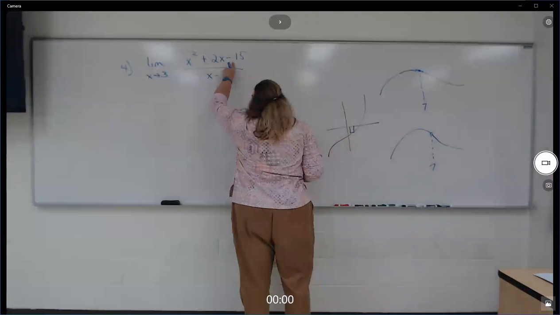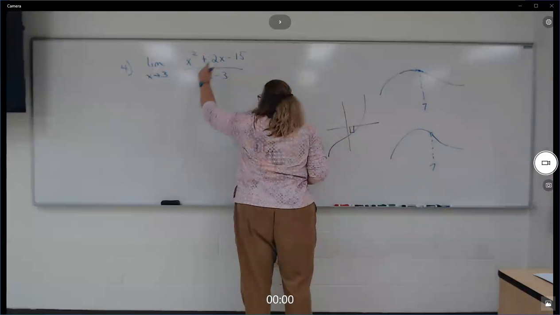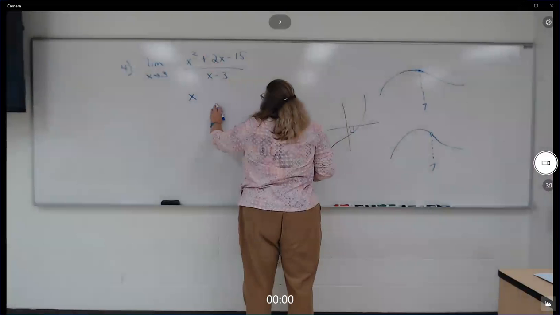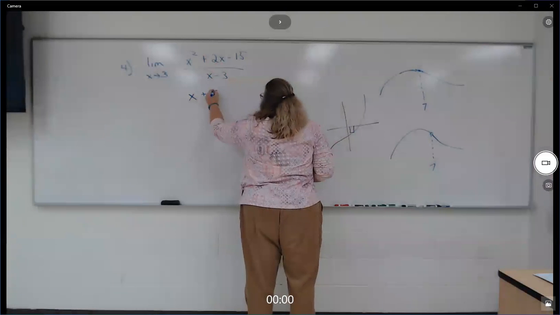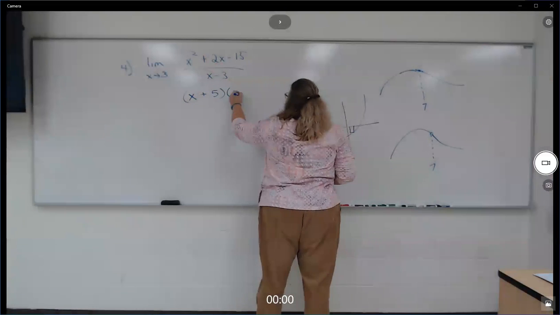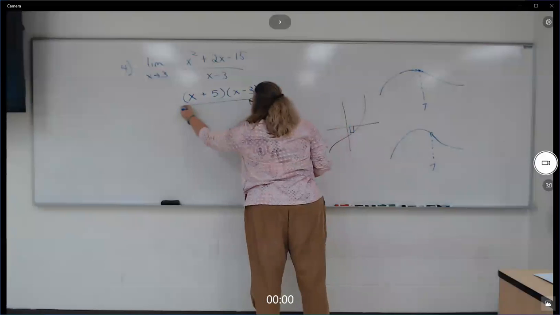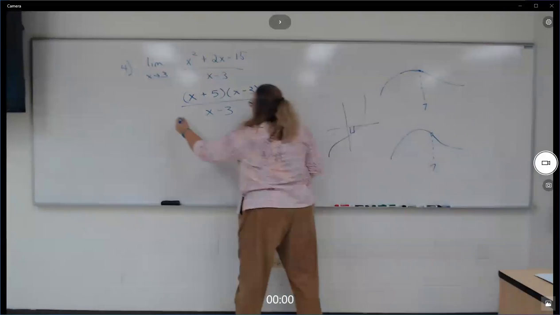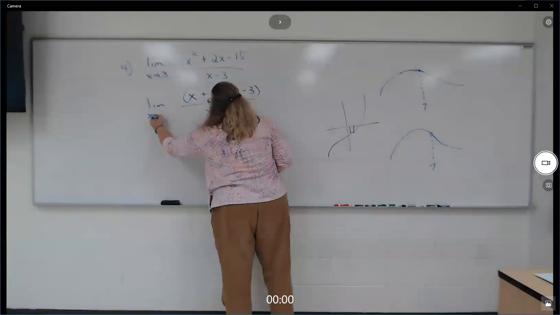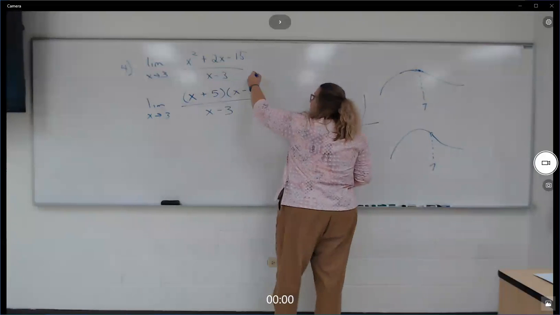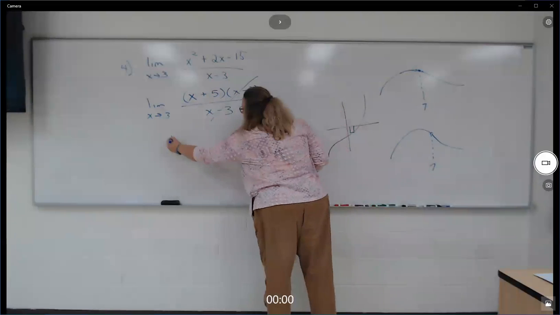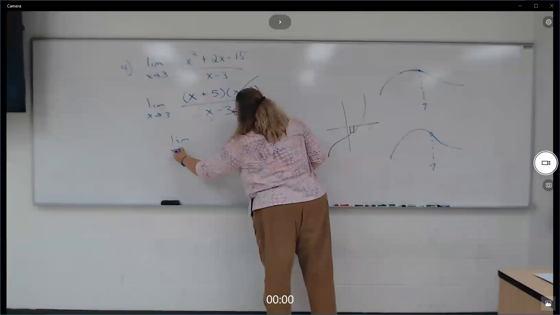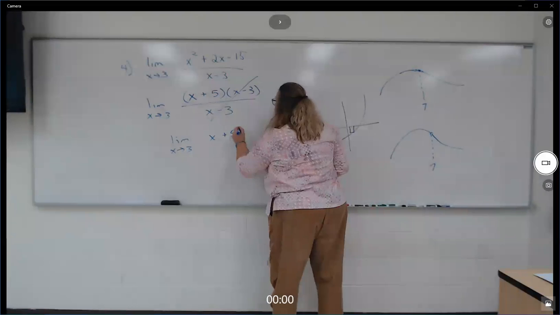What multiplies to negative 15 but adds to be 2? x plus 5 and x minus 3. So in the limit, as x approaches 3, these cancel. I get the limit as x approaches 3 of x plus 5.